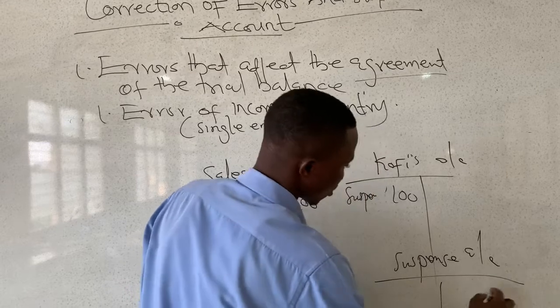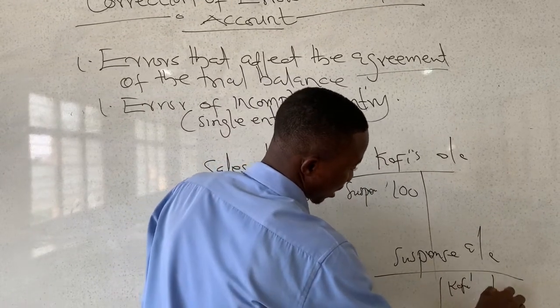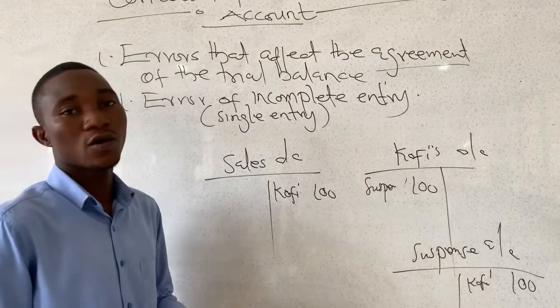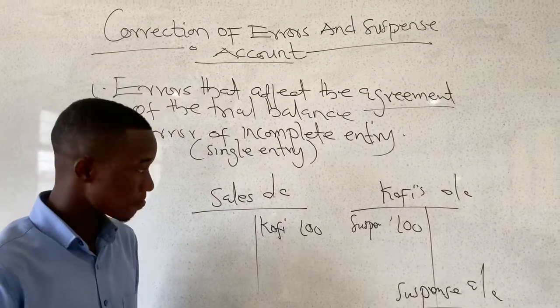Then we credit our Suspense account in the name of Kofi. That is $100. Okay, so basically this is how we correct an error of an incomplete entry. Is that okay?